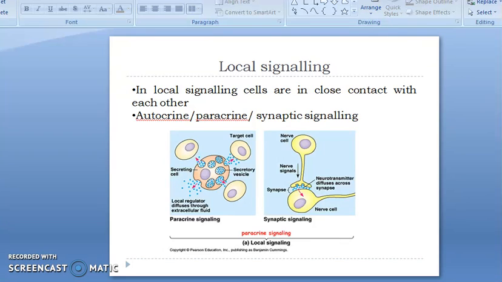Coming to the paracrine, as in the picture itself, one cell tries to regulate the activity of the adjacent cell, which comes under paracrine. But if you consider synaptic signaling, it is nothing but communication between two neurons, and the junction is known as the synapse.